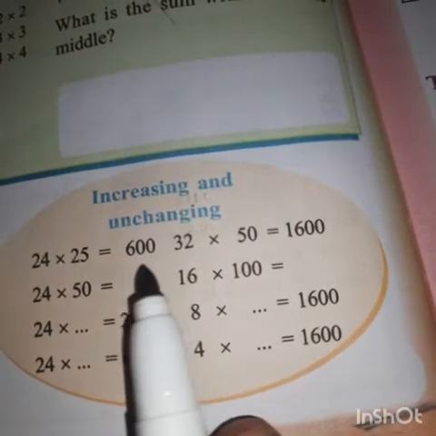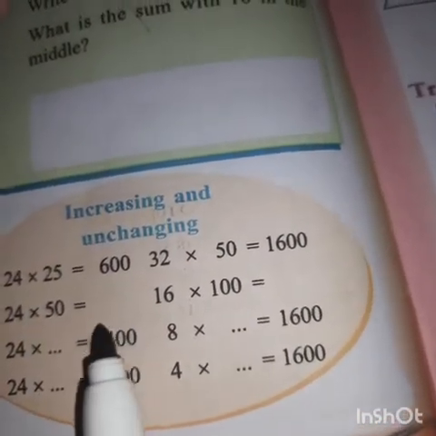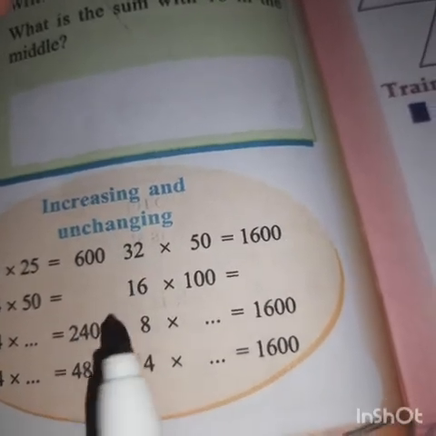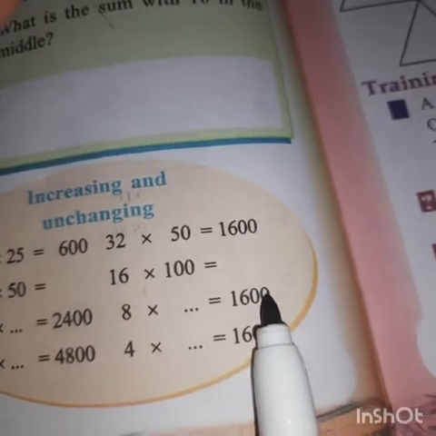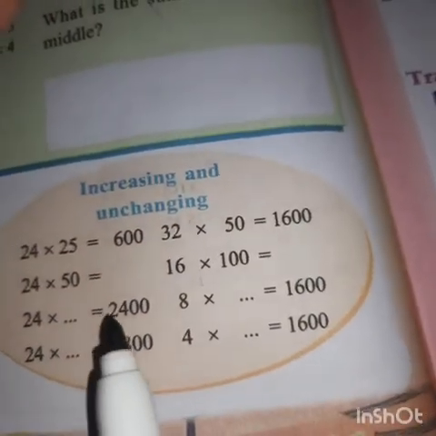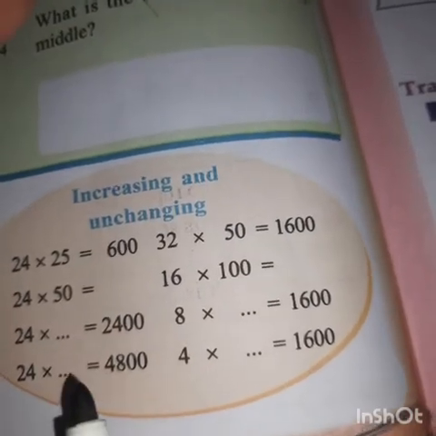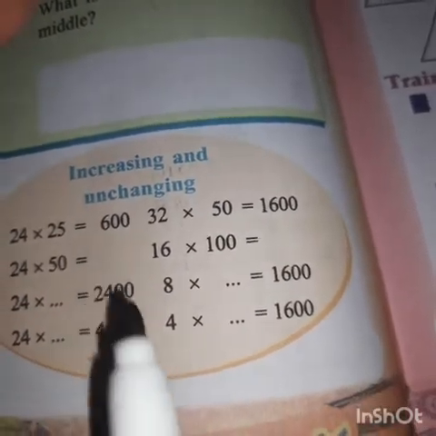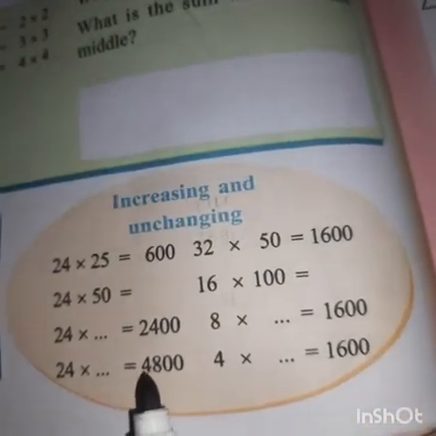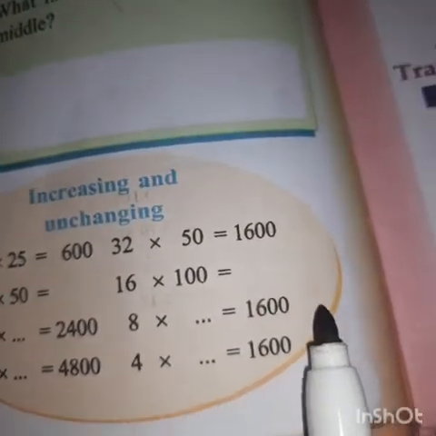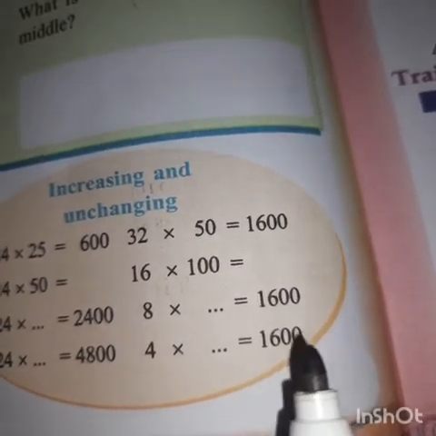24 into 25 is 600. Therefore 24 into 50. 25 is doubled as 50. Therefore this product is also doubled. Here 32 is halved. Then the product also becomes half. Here 24 into dash is equal to 100. Which number is here? Here 24 into dash is equal to 4800. Double of 2400. Therefore here also the number is doubled. 8 into dash is equal to 1600. Which number? Therefore 4 into dash is equal to 1000.